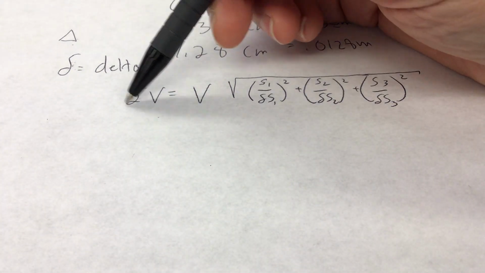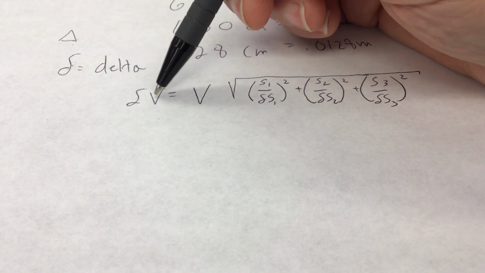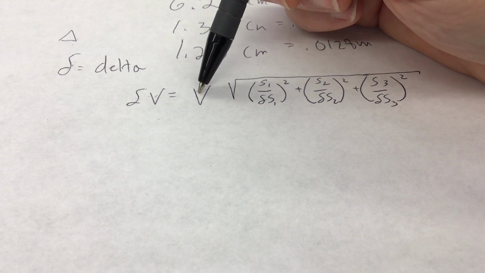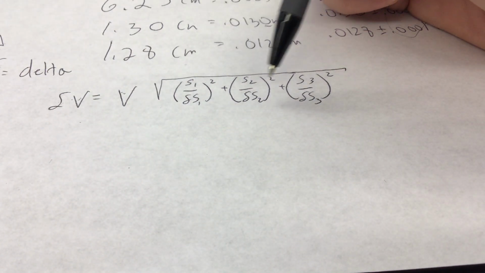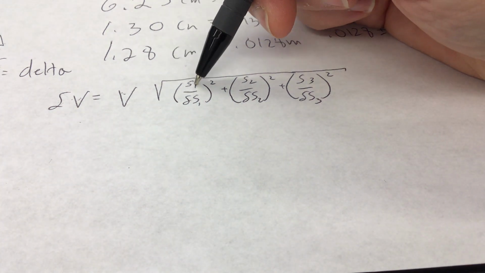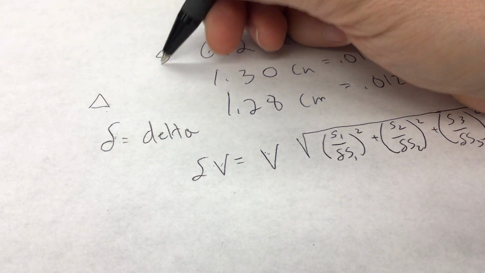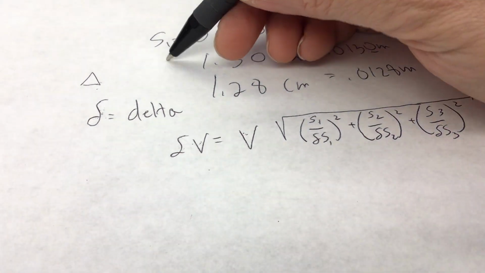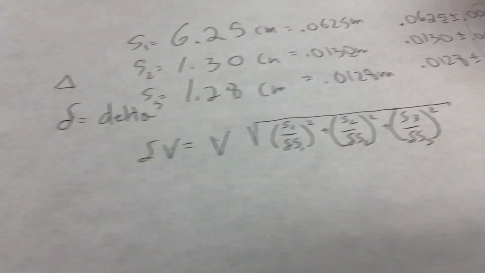So this is the uncertainty, and in this case it means the uncertainty in the volume. So delta V, the uncertainty of the volume, is equal to the volume itself, so we calculate the volume, times these things in here. Side 1: let's put S1 equal to 6.25 centimeters, S2 equal to 1.30, and S3 equal to 1.28 centimeters.